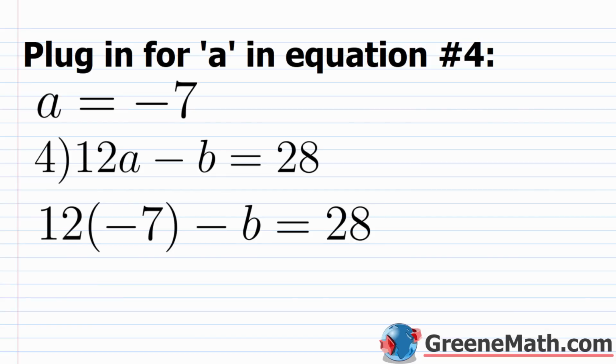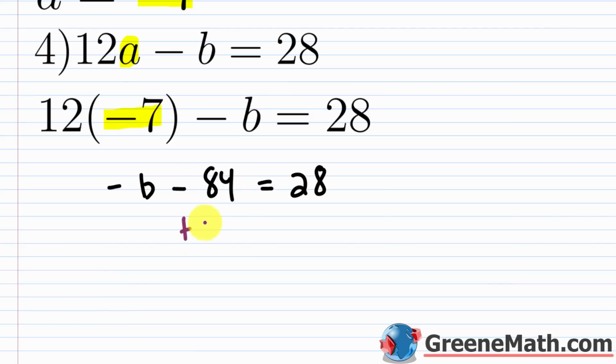And then again, we can plug in for a in either equation number 4 or equation number 5. So a is equal to negative 7, so that means this value gets plugged in right there. 12 times negative 7 is negative 84. So let's write negative b minus 84 is equal to 28. And let's add 84 to both sides of the equation. This would cancel. We have negative b.